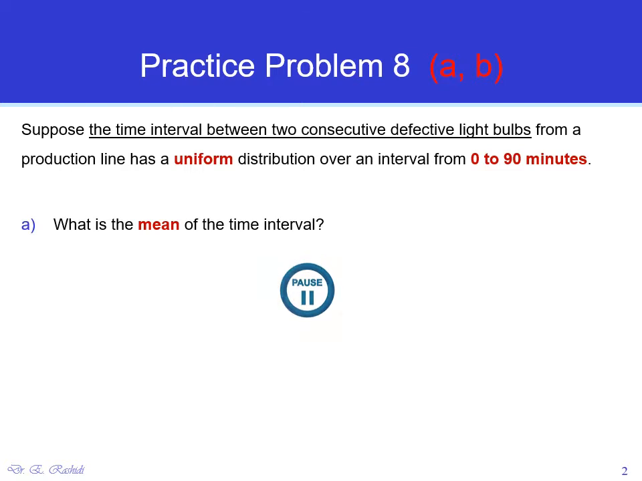All right, let's see the solution. So here we are dealing with a uniform distribution. If X is the time interval between two consecutive defective light bulbs, it says it follows a uniform distribution with A equal to 0 and B equal to 90 minutes.